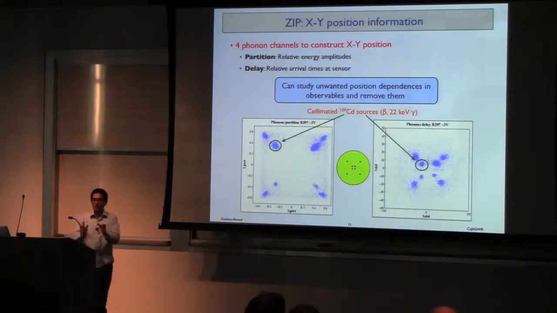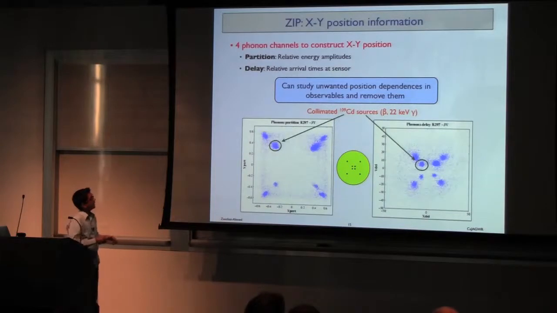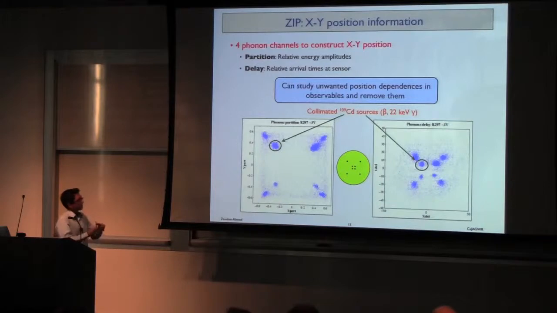And you can look at the relative arrival times and construct another XY metric using that. So here what we've done is we have a collimated source, and this is a plate with holes in it, and you have a source, and you can image the location of the sources. And over here is the partition information, which is based on just the relative pulse amplitudes, and this is the timing information. So that's constructing your position based on the pulse arrival time.